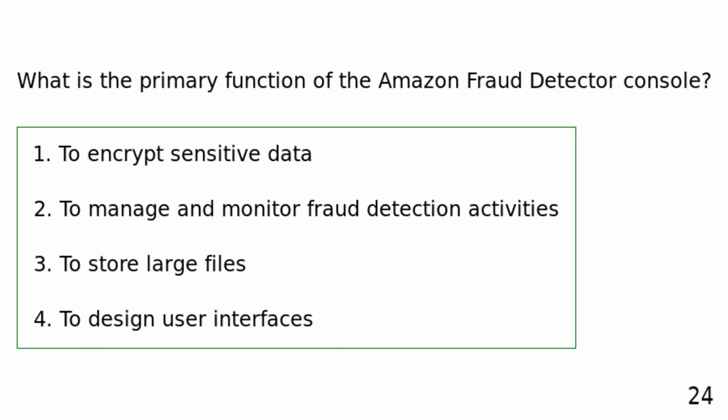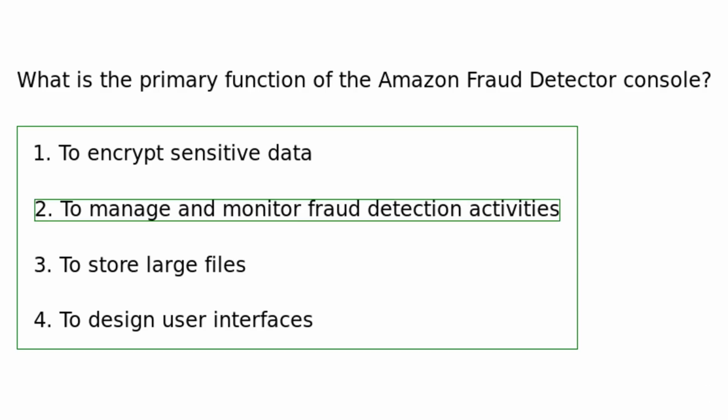What is the primary function of the Amazon Fraud Detector console? To encrypt sensitive data. To manage and monitor fraud detection activities. To store large files. To design user interfaces. The primary function of the Amazon Fraud Detector console is to manage and monitor fraud detection activities, providing a user-friendly interface for configuring and reviewing detections.